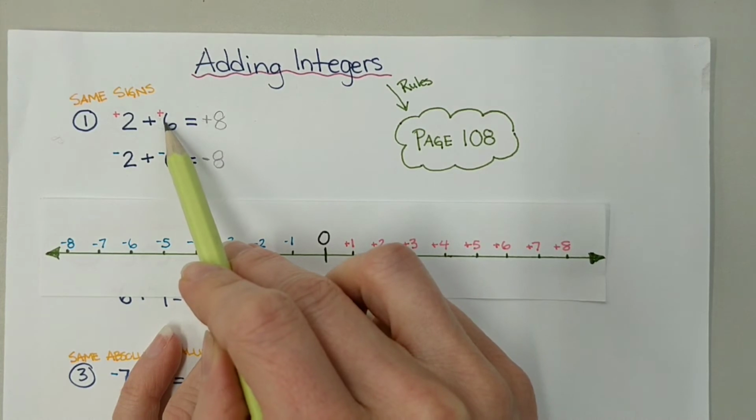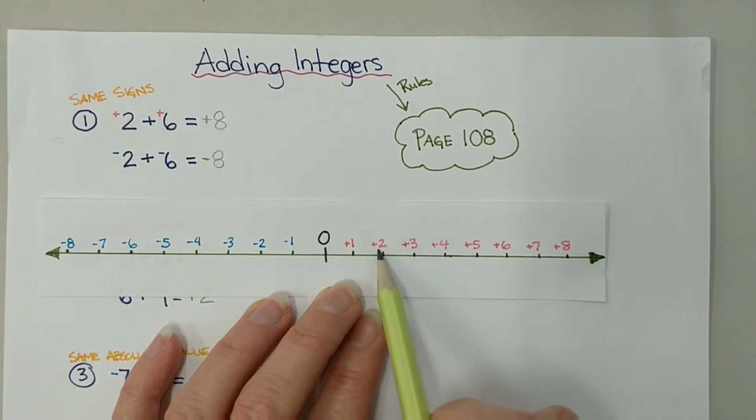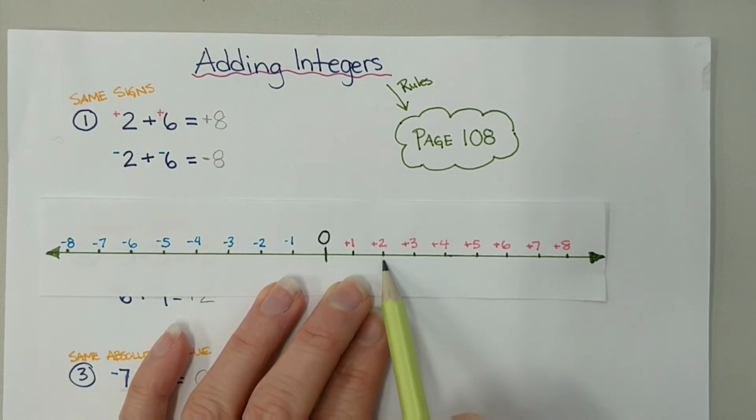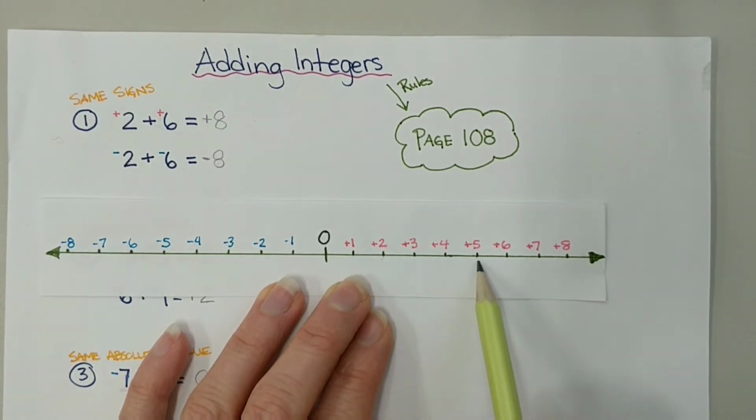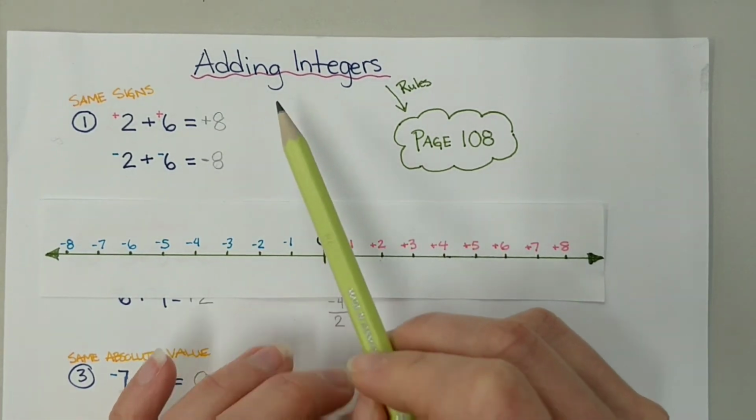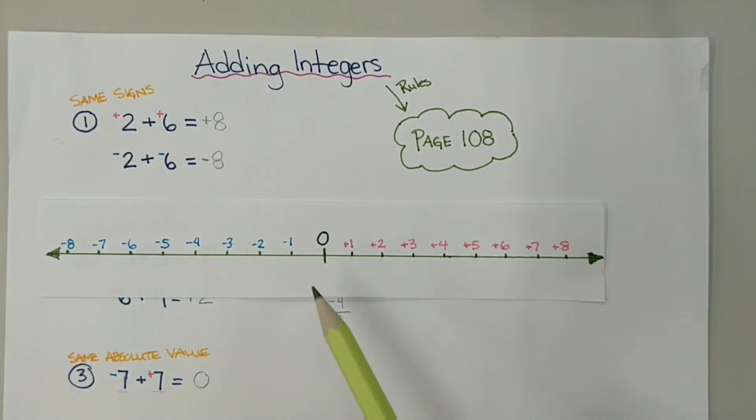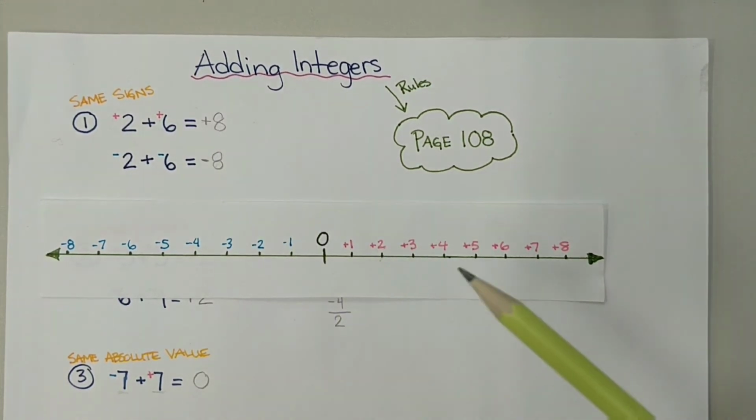We're getting colder. So in our first example, we start at positive 2 right here, and we're going to add positive 6. That positive 6 tells us we're going in the warm direction. We're going to go 1, 2, 3, 4, 5, 6. We end up at positive 8, which you can see from our earlier example is the same answer we got when using the rules. So either method is going to give you the same answer of positive 8.